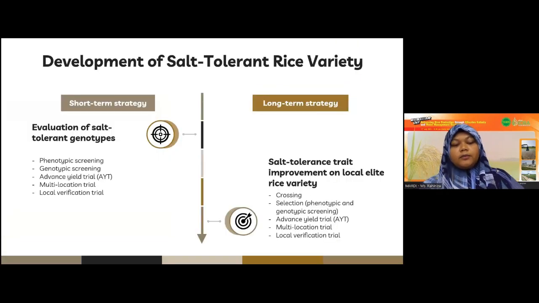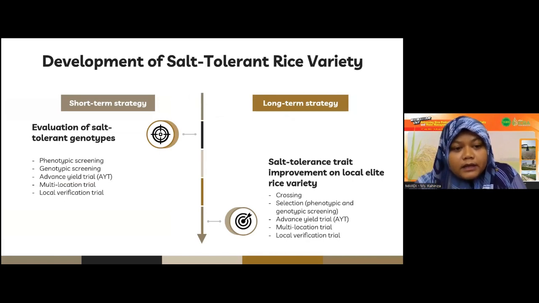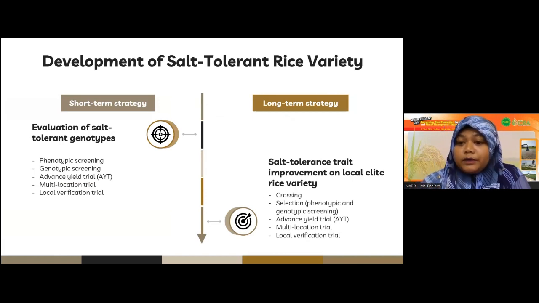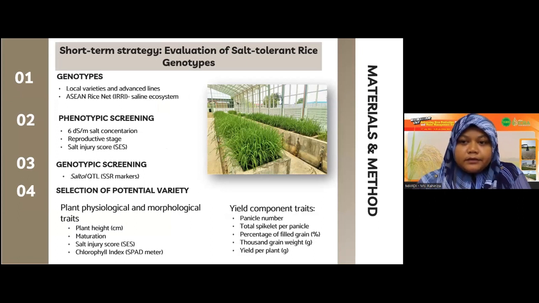About the strategy that we take in the development of salt-tolerant rice varieties: in the short-term strategy, we evaluate stable genotypes, which are the varieties and advanced lines. Then we undergo phenotypic and genotypic screening, and the selected ones will be further evaluated in yield trials. For the long-term strategy, we do breeding. We do crossing, then make selections and follow the standard breeding procedure. Okay, this is the materials and methods.